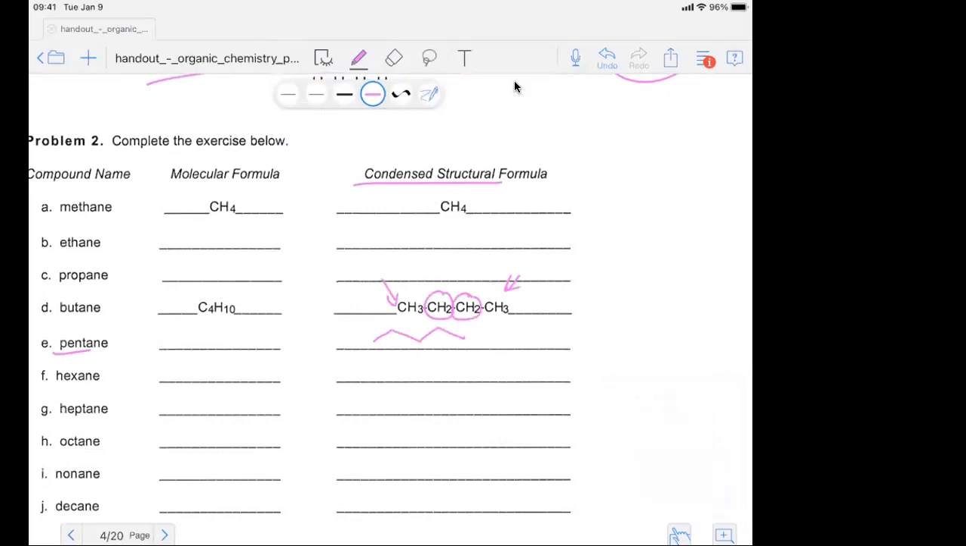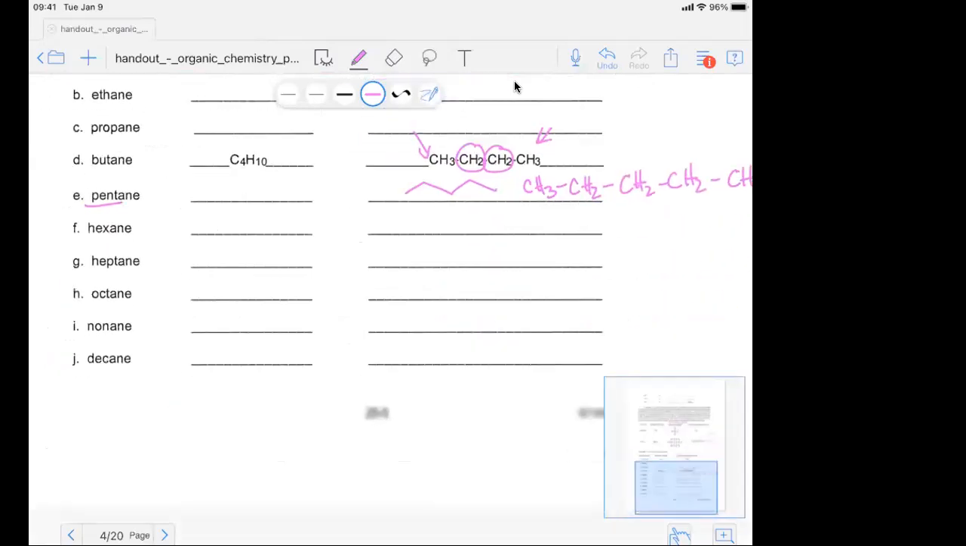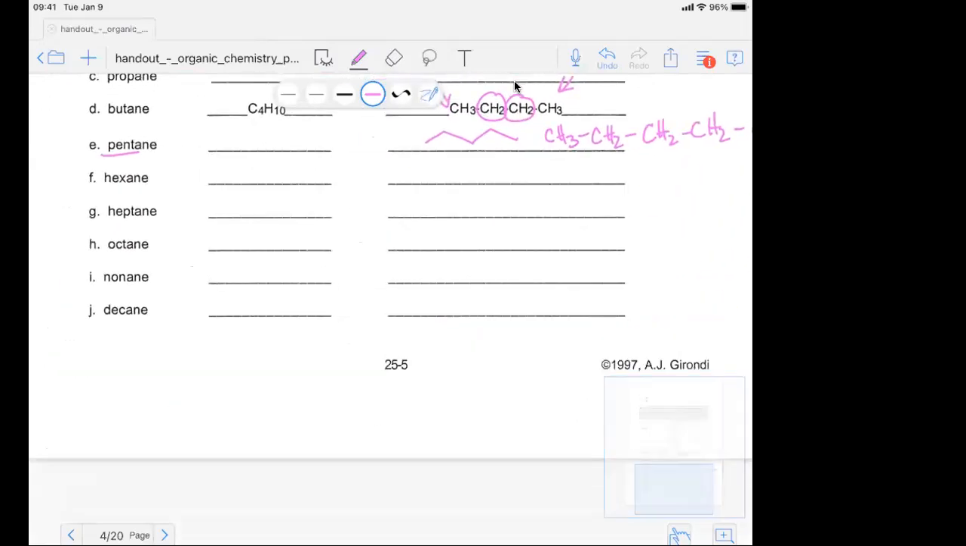If you're going to do this version, then you just start with a CH3 at one end, and then you need a CH3 at the other end. So that's 2, and you need a total of 5. So you do CH2, that's 2, 3, 4, and your last one's going to be a CH3. Okay, either of those are acceptable. Let's go to decane.